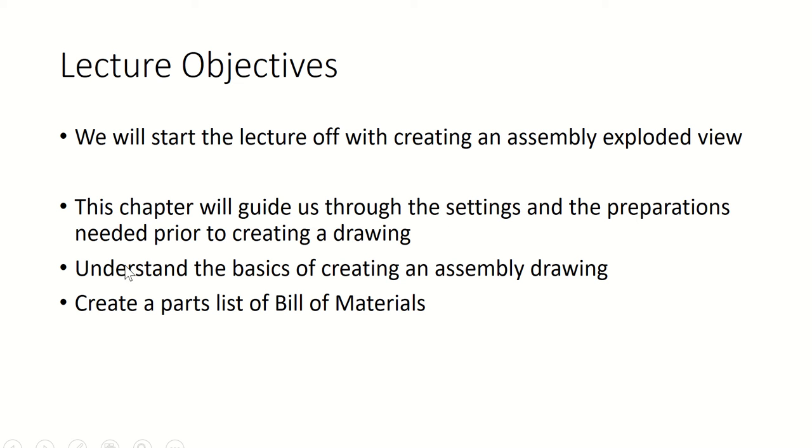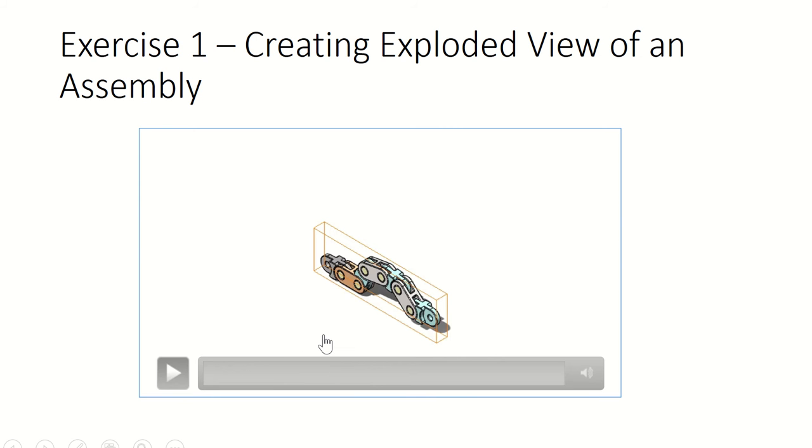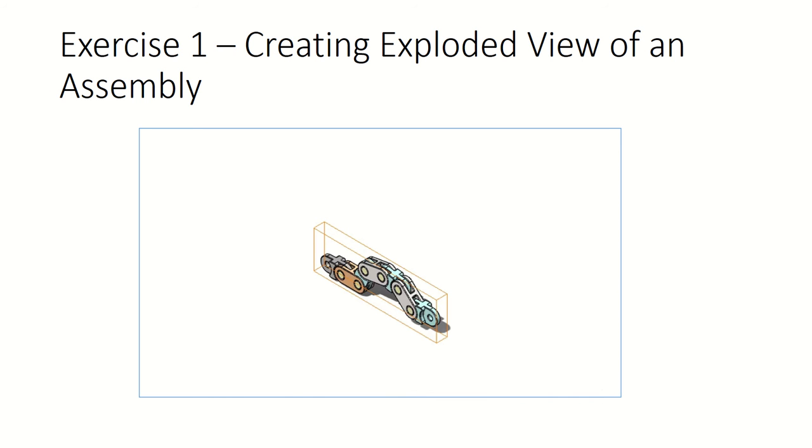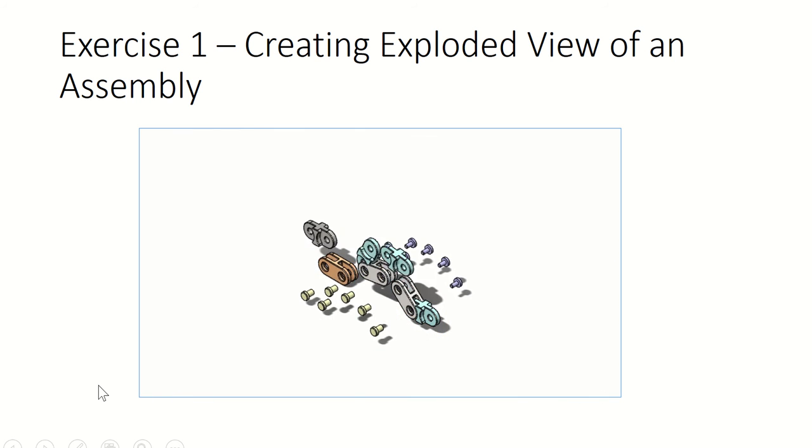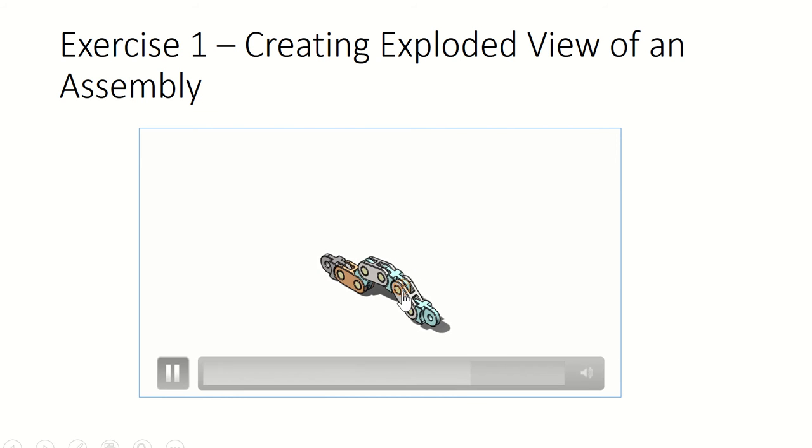Okay. Some other learning objectives would be to understand the basics of creating an assembly drawing, and we are going to create a parts list of a bill of materials. So the first exercise is going to be creating an exploded view of an assembly. Basically, we're going to create an exploded view, then it collapses back, okay?